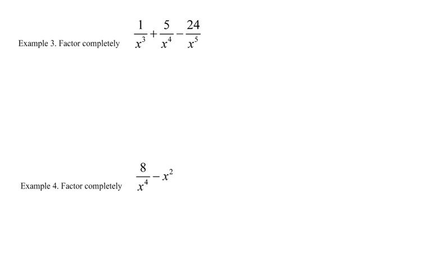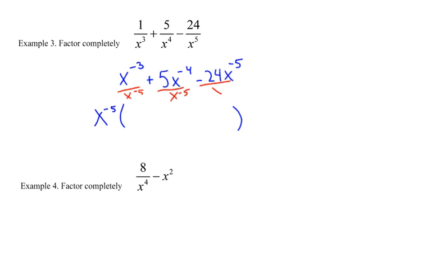Okay, how do we deal with it if it's on the denominator, where are we going to move it? To the numerator. So what does this become? x to the negative 3 plus 5x to the negative 4 minus 24x to the negative 5. What's the smallest power here? Negative 5. So he is going to factor out. So we're going to divide each and every one by x to the negative 5. Figure out what goes inside.